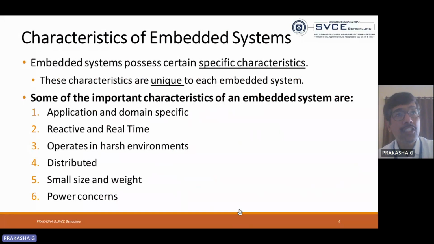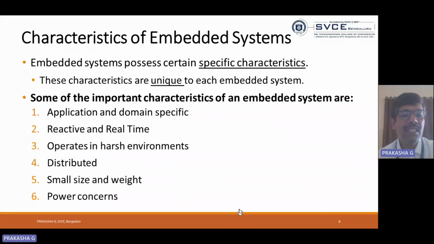Distributed operation is one very important characteristic of the embedded system. If you look into very big embedded systems like an industry, multiple machines are connected and they need to operate. So the embedded system is distributed across multiple machines itself. That is also one of the important characteristics of the embedded system.